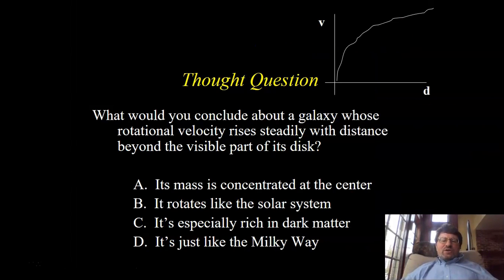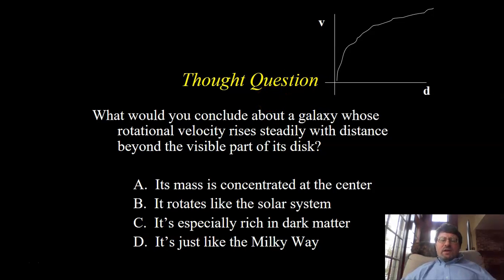So here's a thought question for you. What would you conclude about a galaxy whose rotation velocity steadily increases with distance beyond the visible part of the disk? A, its mass is concentrated at the center. B, it rotates like the solar system. C, it's especially rich in dark matter. D, it's just like the Milky Way. Go ahead and pause it if you need to.